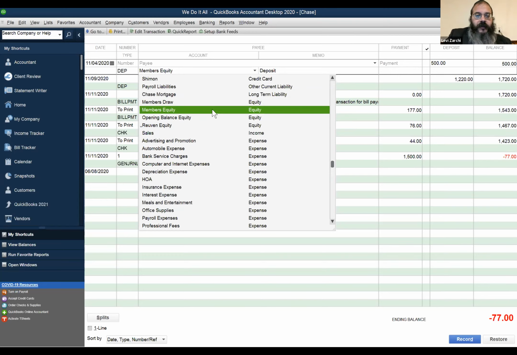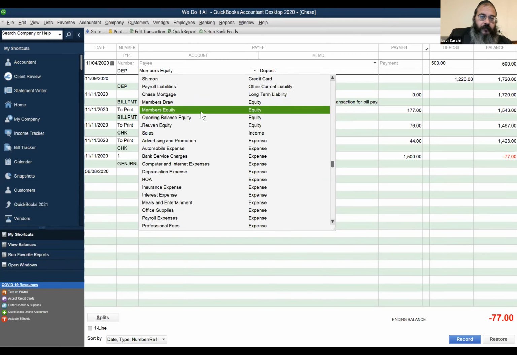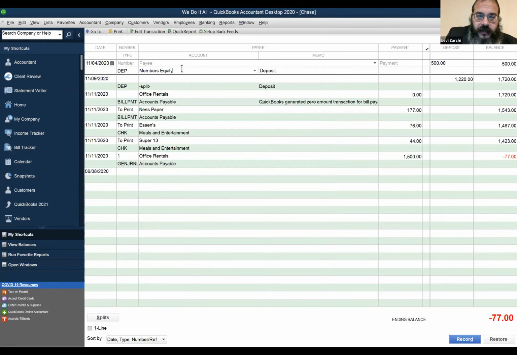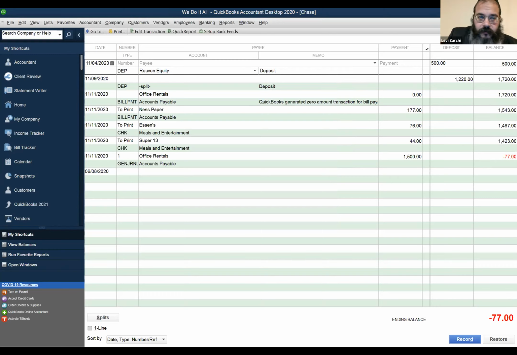So if your company, for example, made $5,000 profit and you had withdrawals of $3,000, you will pay tax on the $5,000 profit, but your members' equity is only going to go up by $2,000 because you already sucked out of it $3,000. That's without too much confusion. We're just going to save the $500 as members' equity or opening equity, whichever you prefer. Just take it out of the members' equity. QuickBooks is not happy about that. So I take Reuven equity or opening equity.